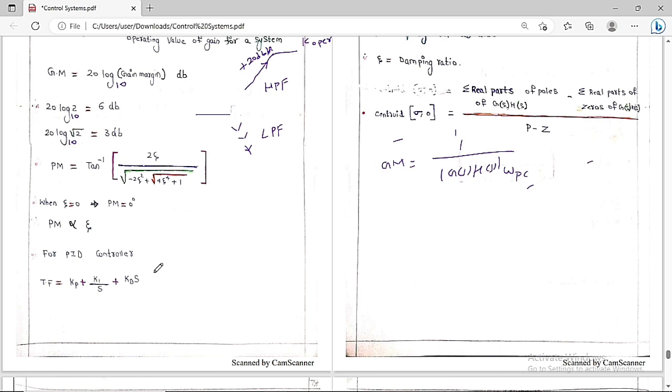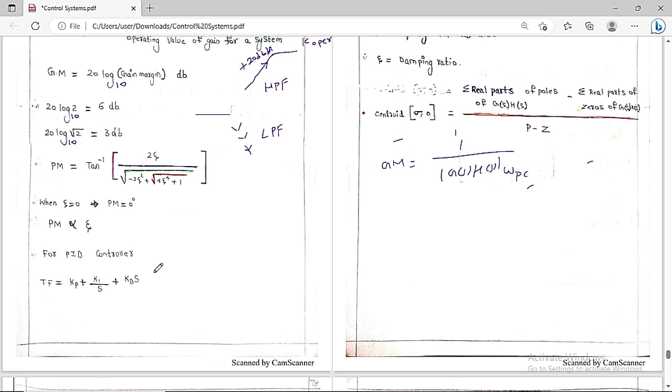So this formula I already proved in the previous class, in the formula session. This formula you always have to keep in mind. Phase margin is equal to tan inverse of 2 zeta divided by under root of minus 2 zeta square plus under root of 4 zeta to the power of 4 plus 1. So this value you always have to keep in mind.